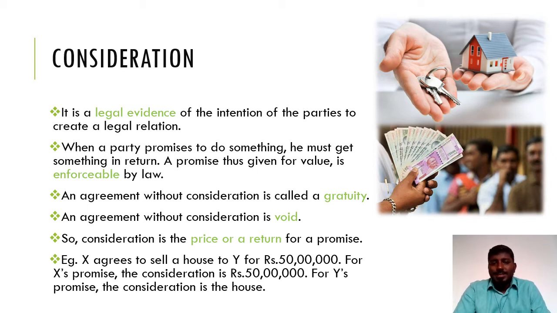When we look into the example here, we can take the same example as we have discussed before. X agrees to sell a house to Y for rupees 50 lakhs. So X has agreed to sell a house to Y for the amount of rupees 50 lakhs. For X's promise, the consideration would be rupees 50 lakhs, and for Y's promise, the consideration would be the house here.